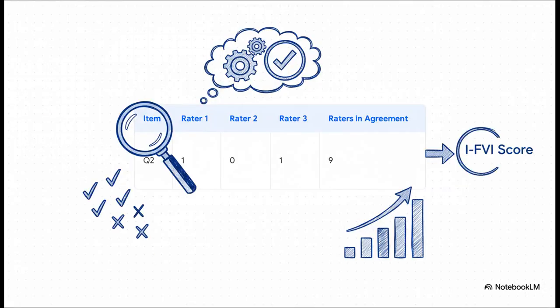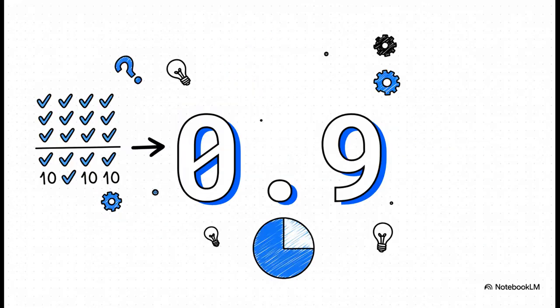That's it. So to figure out the score for just one item, we call that the I-FVI. We just look at what proportion of raters thought it was clear. Let's take question 2 here. As you can see, 9 out of the 10 raters gave it that recoded score of 1, which means they agreed it was clear. And the math from here is about as easy as it gets. We just divide the number of raters who agreed, which was 9, by the total number of raters, which is 10, and that gives us an I-FVI score of 0.9 for this one item.